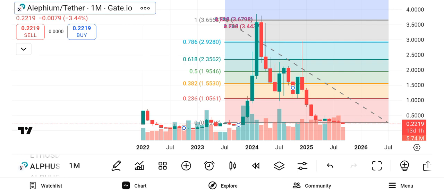So from a technical standpoint, we're anticipating a price recovery back to $3 at the 78.6% of this Fibonacci retracement in the monthly time frame. So that was awesome. This is a bullish sentiment for the Alephium token, and no one needs to be afraid of the current price situation. This is even a good time to buy.